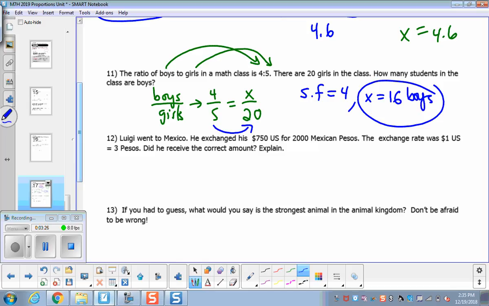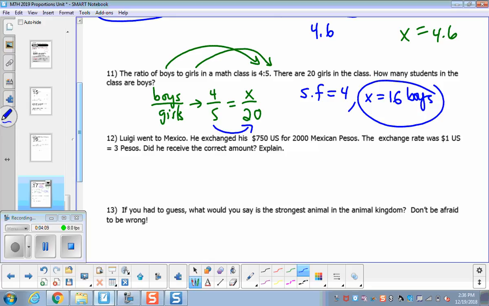Okay, so we have a traveling problem, and Luigi is heading to Mexico. He exchanged 750 US dollars and got 2,000 Mexican pesos back. Now, if the exchange rate is 1 US dollar for every 3 pesos, I want to know if he actually got the correct amount. A lot of us, when we go traveling in the airport, we might take our cash with us, and we're like, all right, here's my American money, and I want however much currency back in whatever country I'm traveling in. And it's up to us to make sure we're actually getting the proper amount of currency for the country that we're traveling to.